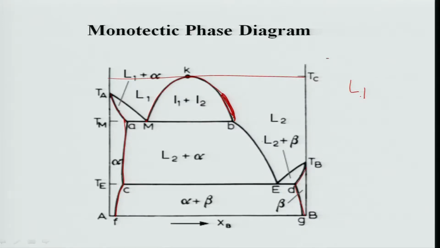What is the monotectic reaction? The monotectic reaction is L going to L1 going to L2 plus alpha. Let me first explain a little bit more.